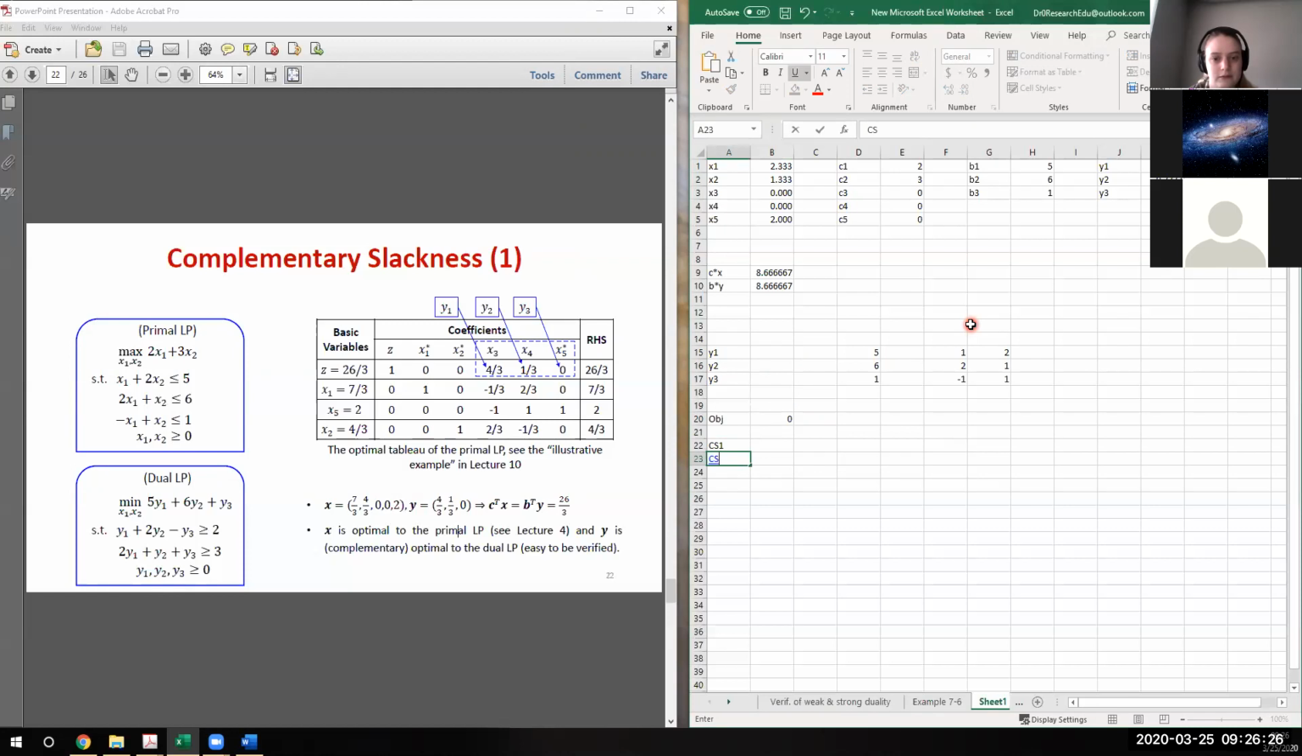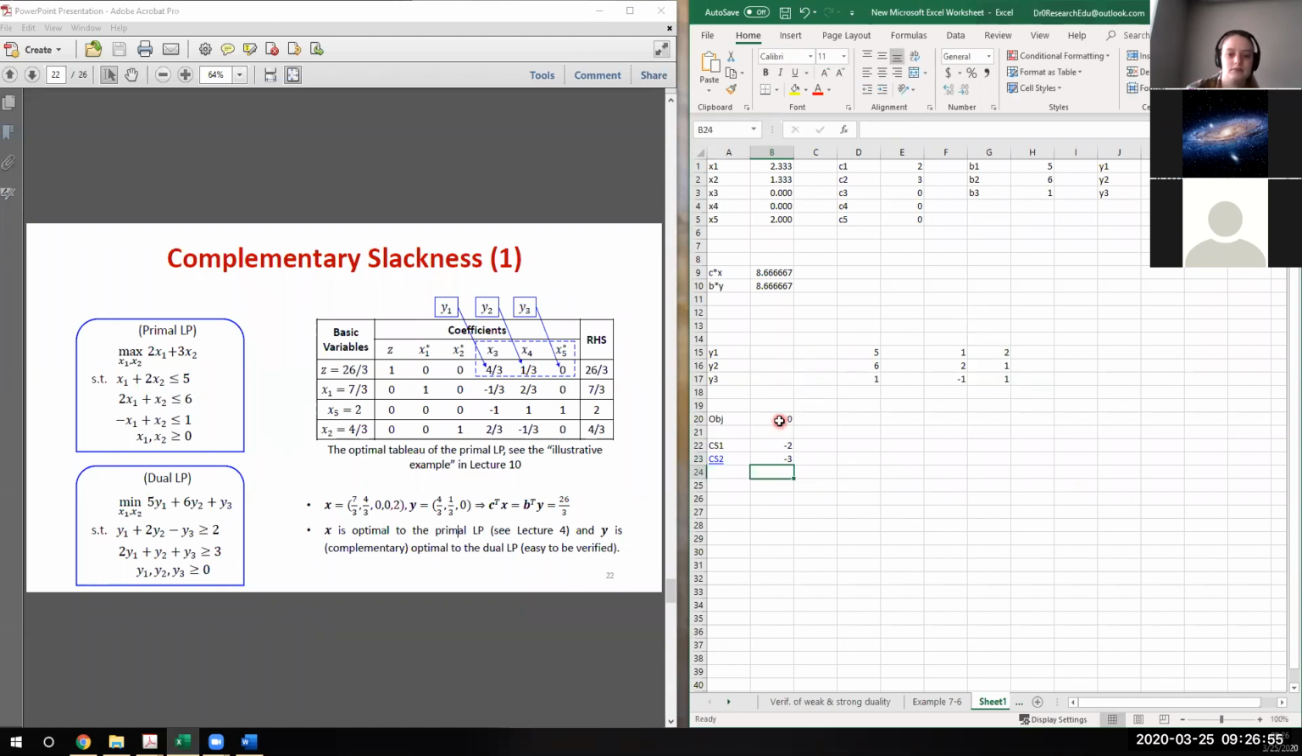Come on, CS. Okay, good. That's beautiful. CS2 is equal to the sum of the product of y's and this coefficient, minus what? Minus 2. And this is equal to the sum of the product of y's and this one, and minus 3.